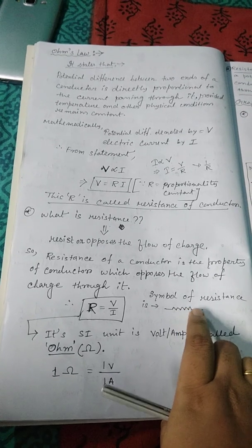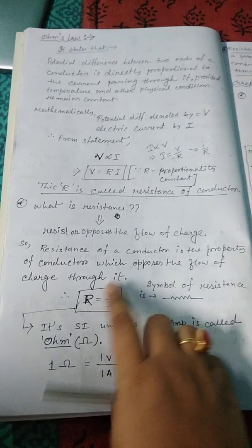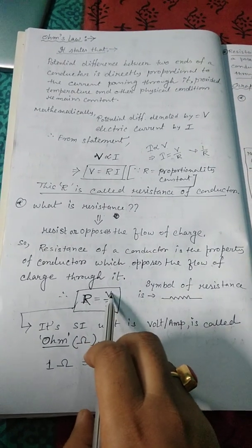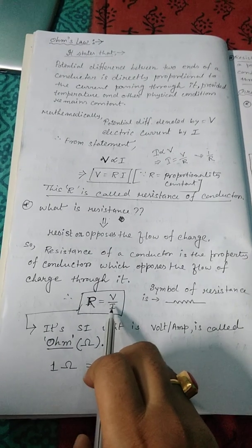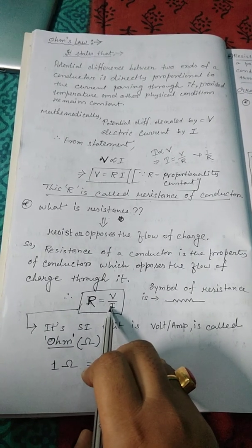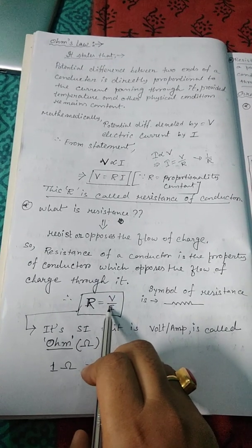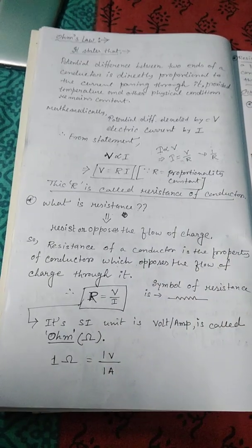This is a symbol of resistance. Now from this expression we get the unit of resistance. What is the unit of potential difference? We know that that is volt. And what is the unit of electric current? That is ampere. So volt per ampere is the SI unit of resistance.